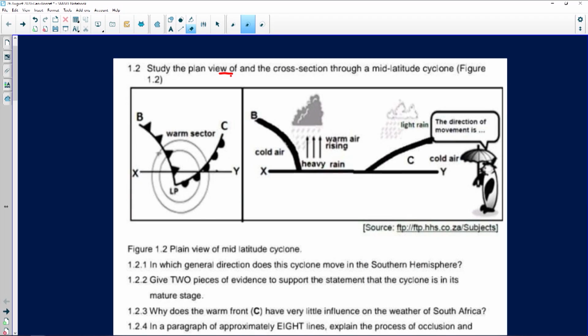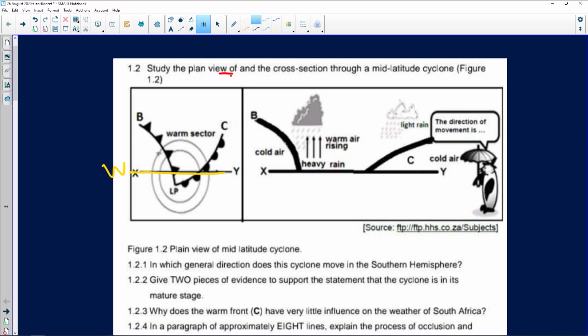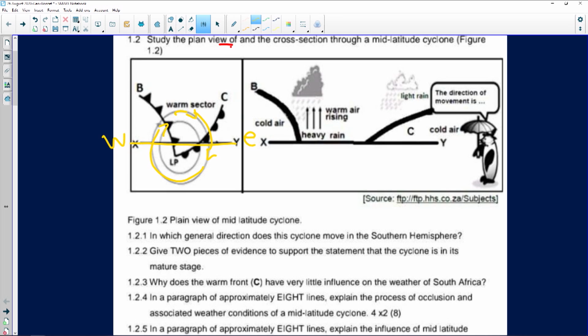Right, let's look at the questions. In which general direction does the cyclone move in the southern hemisphere? I've already answered that question: it's moving from west to east in the westerly wind belt, and the circulation of air in the low pressure system is clockwise. So that answers that question. It moves west to east.